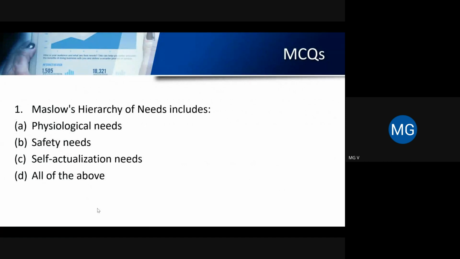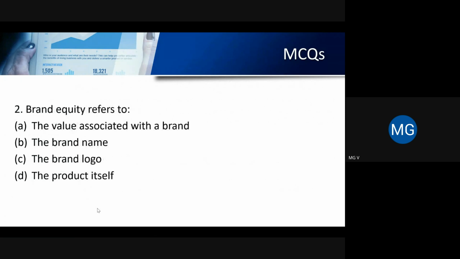Now, Maslow's hierarchy of needs include physiological needs, safety needs, self-actualization needs, or all of the above. All of the above. Another thing I will repeat today is always retain anything in a sequence. Please do not break the sequence. If you maintain a sequence, you will never miss anything, like the levels of Maslow's hierarchy. Always retain in a particular sequence only.